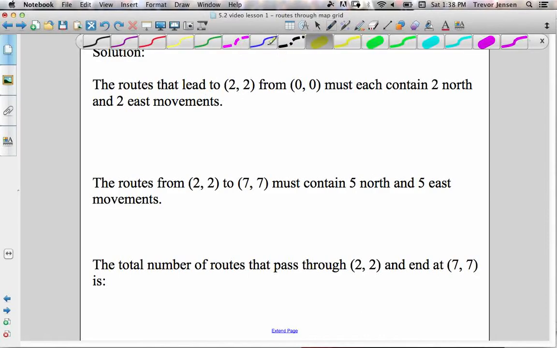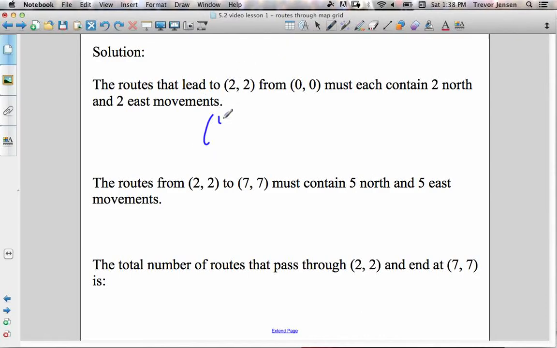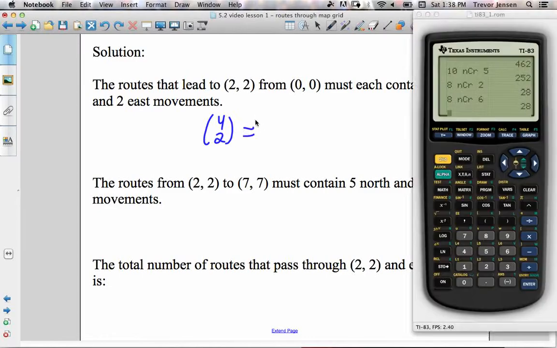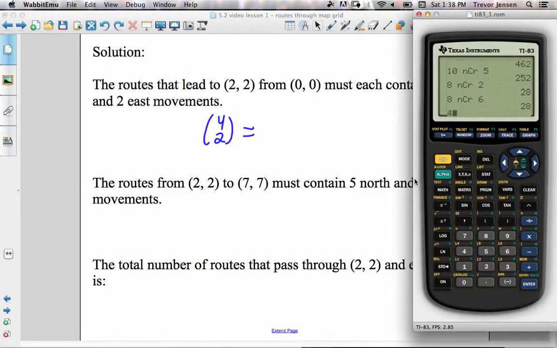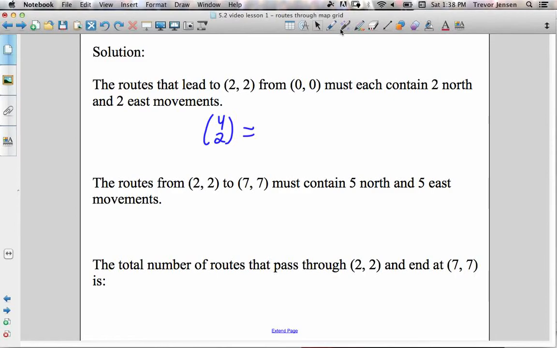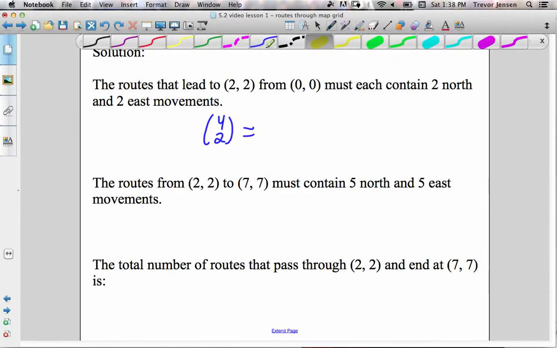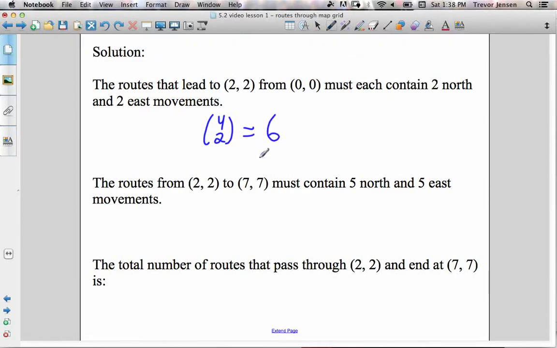So to figure out how many ways that could happen, how many different ways could I choose two of the four moves to be east or 2 of the 4 moves to be north? Just do 4 choose 2. And if we do 4 choose 2, we get 6. So there are 6 different routes you could take to get from (0,0) to (2,2).